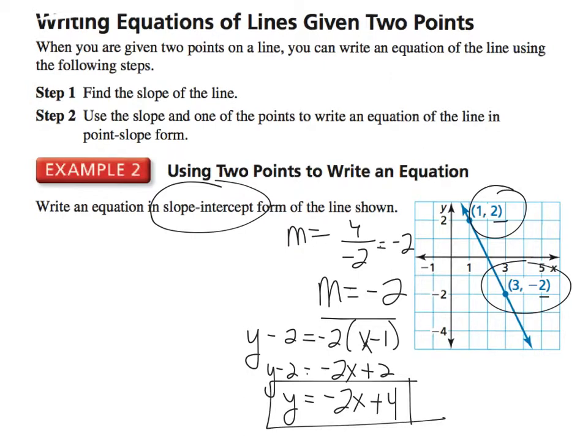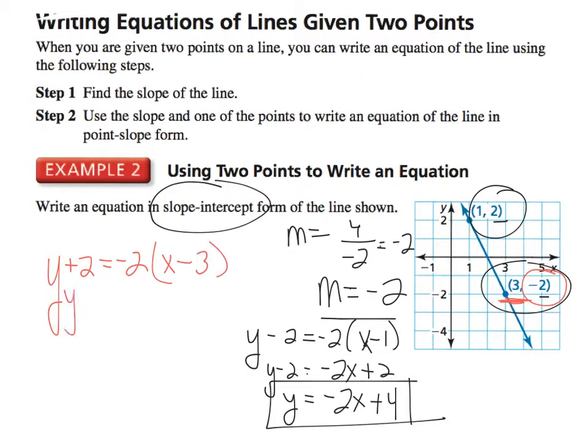Now you may be saying, Mr. Humphreys, but wait a minute, there's another point. Can I use the other one? Let's see. y minus, here's my y value, minus 2. So y minus negative 2 gives me y plus 2 equals my slope multiplied by my x value, which is 3. So x minus 3.